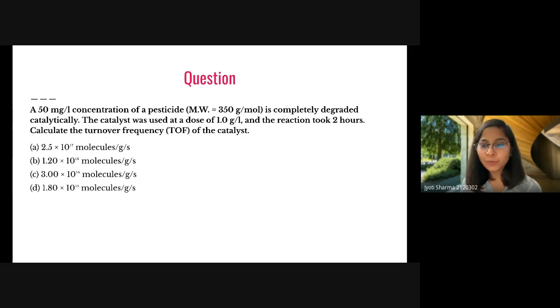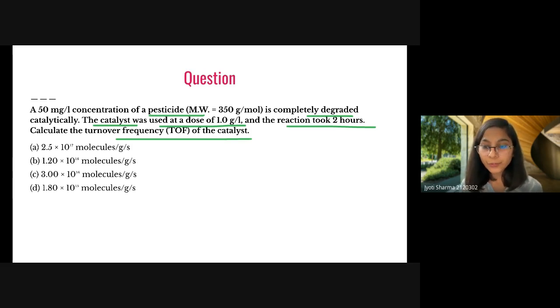Okay, we have only two or three numericals, and these numericals are very nice actually. Here we have the concentration of a pesticide, and we need to degrade that pesticide because we know that pesticide has a negative impact. So we want to degrade the pesticide with the catalyst. We use a catalyst dose of 1 gram per liter, and the reaction took 2 hours. Can you calculate the turnover frequency of the catalyst?